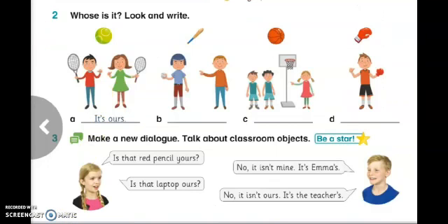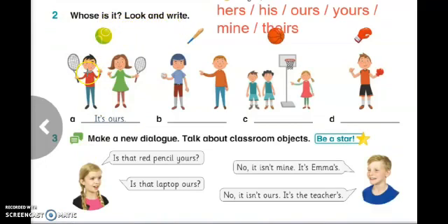Now move to the second activity. Whose is it? Look and write. Look at the first picture. As you can see here, we have a boy and a girl, and this ball is theirs, and they are talking about themselves. وهم يتحدثون عن أنفسهم. So here we have to say it's ours, أي أنها لنا. Now look at the second picture.